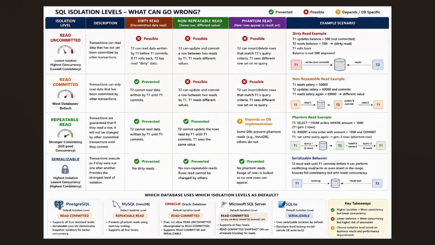The fourth one is serializable. Now this is highest isolation and lowest concurrency. The transactions would be very slow in serializable. So everything is prevented here. No dirty reads allowed, no non-repeatable reads allowed, and no phantom reads.